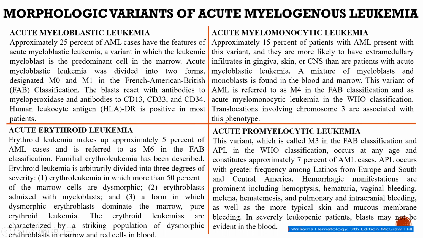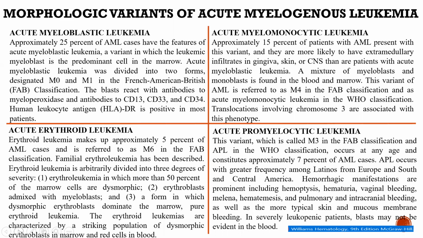Acute myelomonocytic leukemia makes up approximately 15% of patients with myeloid leukemia presenting with this variant, and they are more likely to have extramedullary infiltrates in gingiva, skin, and the central nervous system than are patients with acute myeloblastic leukemia in total. A mixture of myeloblasts and monoblasts is found in the blood and marrow. This variant is represented as M4 in the FAB classification and as acute myelomonocytic leukemia in the WHO classification. Translocation involving chromosome 3 is associated with this phenotype.